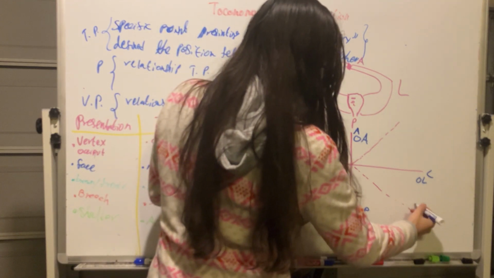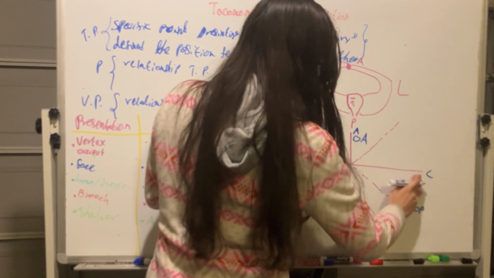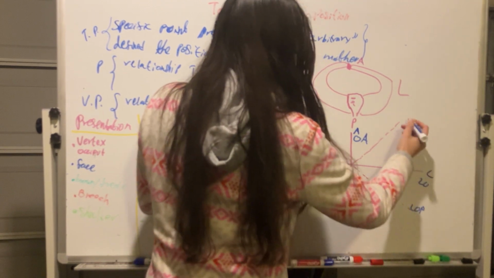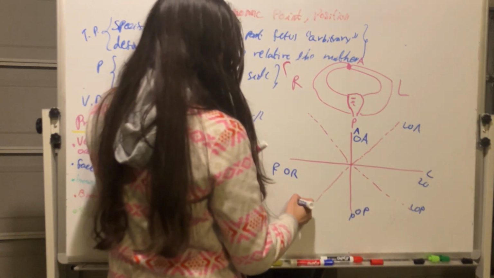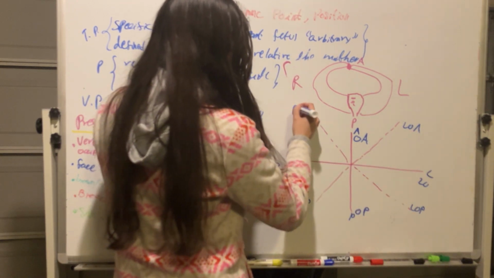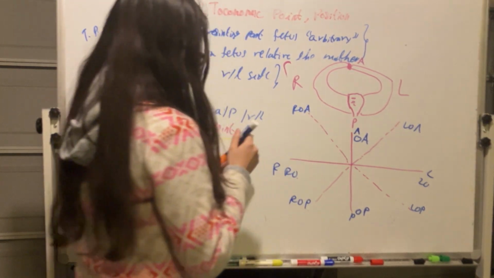This is left occiput posterior, left occiput. This is left occiput anterior. This is right occiput posterior, and this is right occiput anterior. So let's review this.